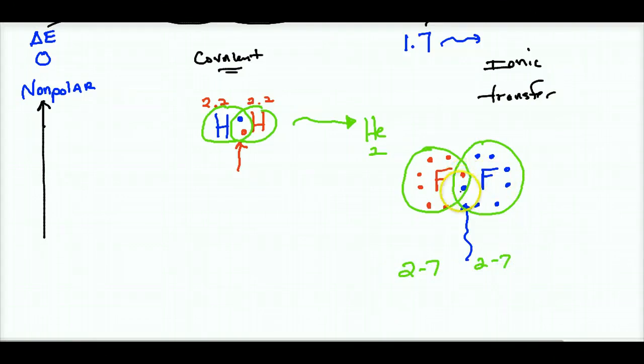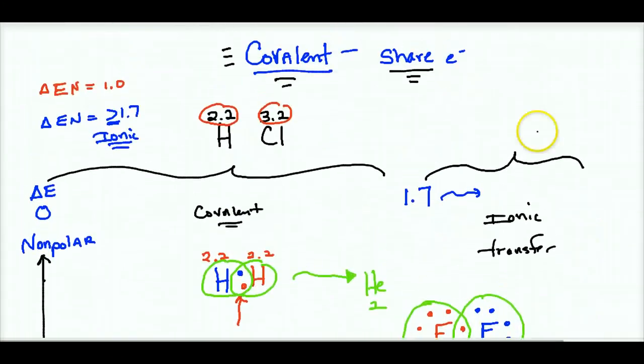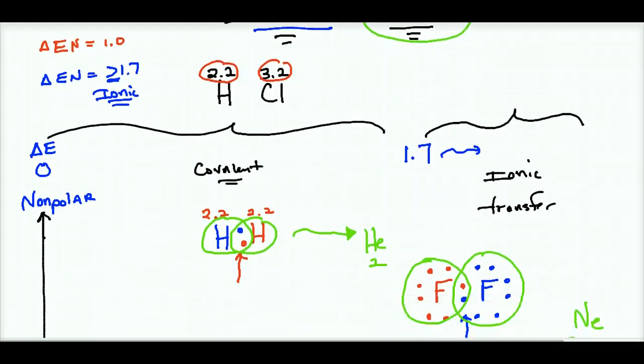By sharing one each, they both feel like they're 2-8, which is the noble gas configuration of neon. Okay? So instead of losing or gaining electrons to get stable, they're sharing. And the reason why they're sharing is because they have to, because they're not strong enough to do so. So it's very important you get that.